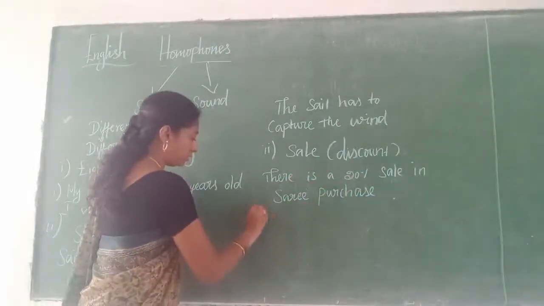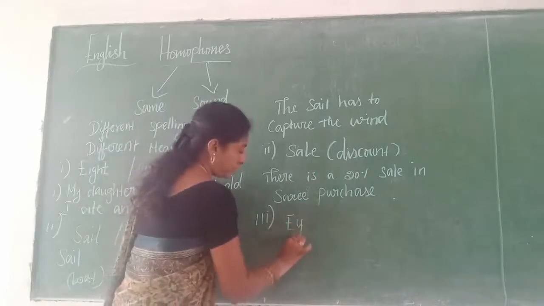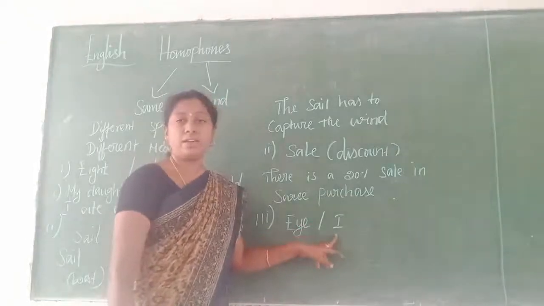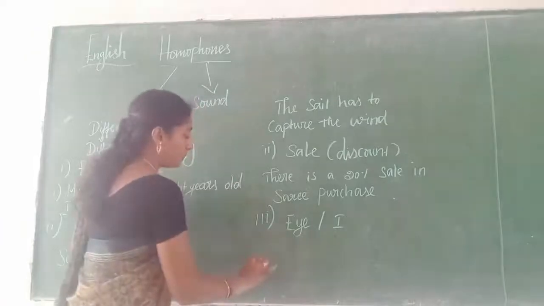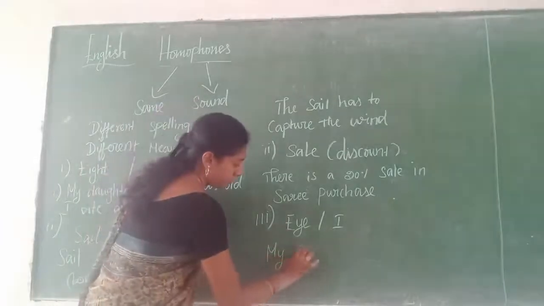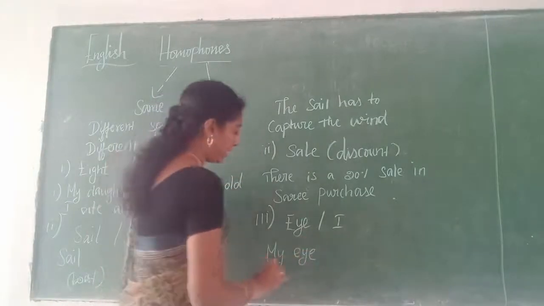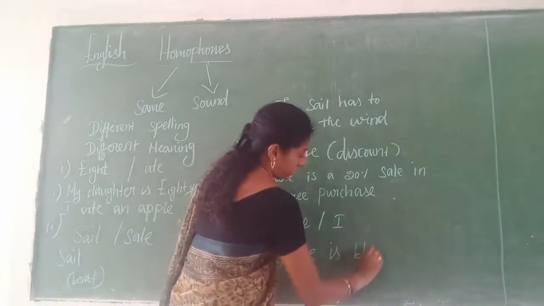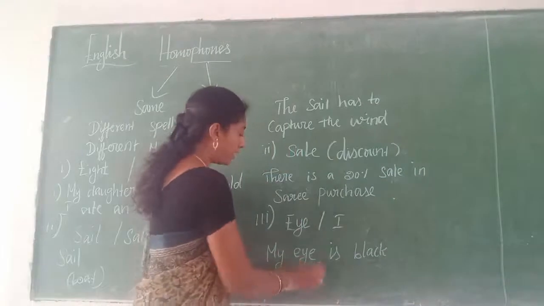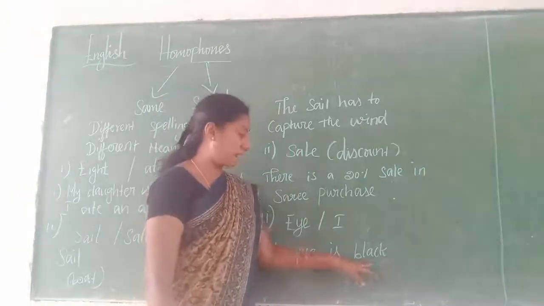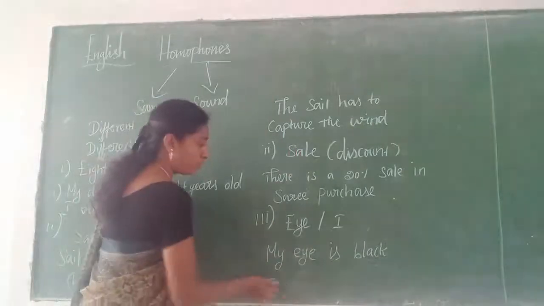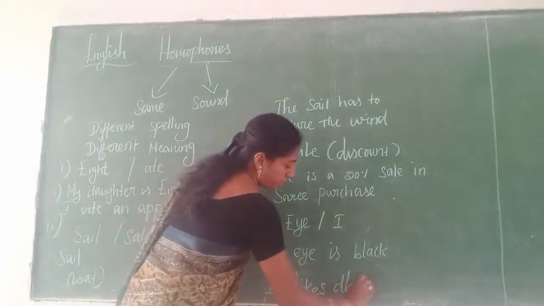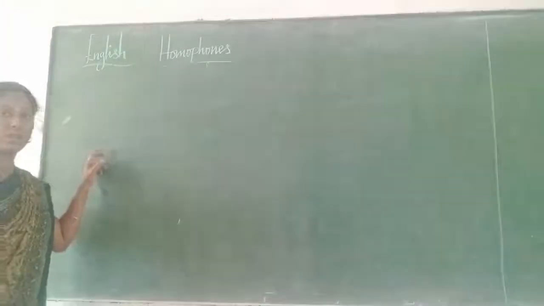So the third one, I. It is also a homophone, the same pronunciation. My eye is black. So my eye, or my eyeballs, is black in color. The next one: aye, I like Johnny very much.